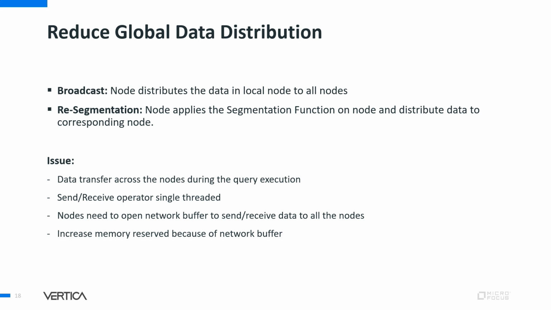Broadcast sends a complete copy of an intermediate result to all nodes in the cluster. Resegmentation takes an existing projection or intermediate relation and resegments the data to another node. So it's not ideal to redistribute data across the nodes, because you have to transfer the data to the different nodes. The send and receive operator is single-threaded. And when you do this, it has to open network buffers on all nodes.